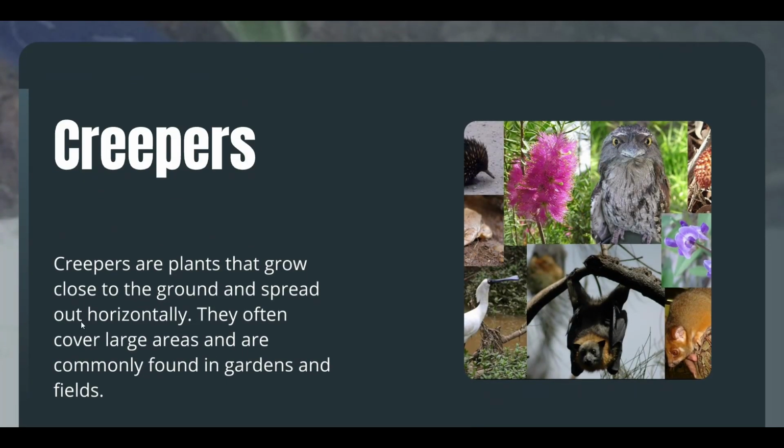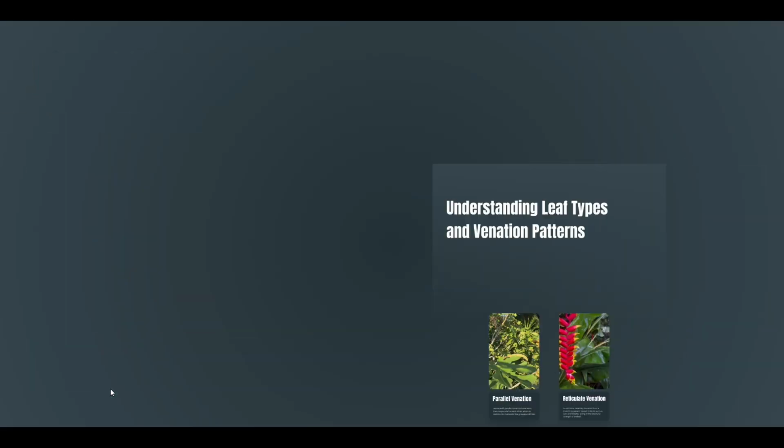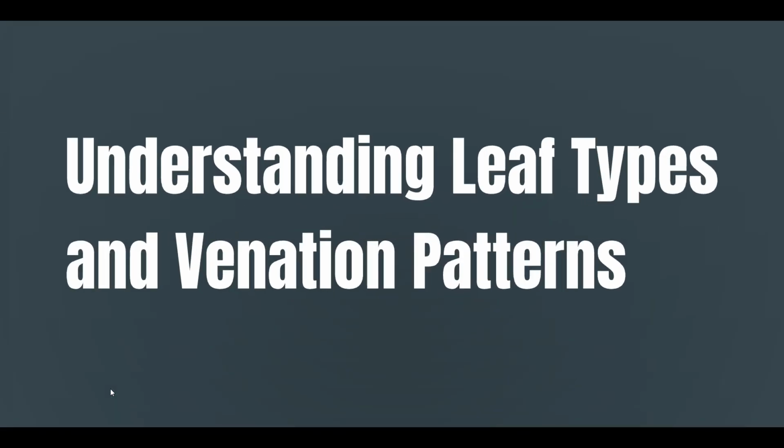So next is creepers. Creepers are plants that grow close to the ground and spread out horizontally. So they are spreading on the ground itself. They often cover large areas and are commonly found in gardens and fields. So next we are understanding leaf types and venation patterns.